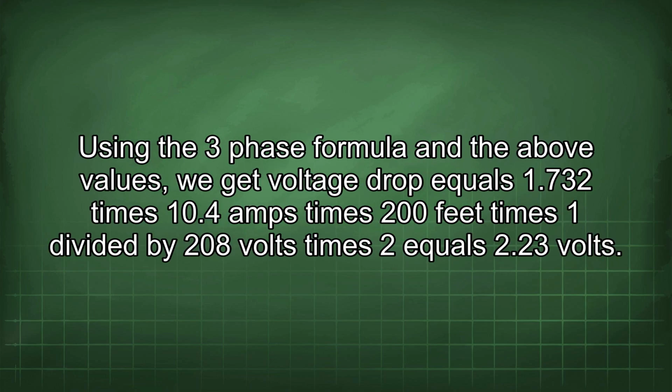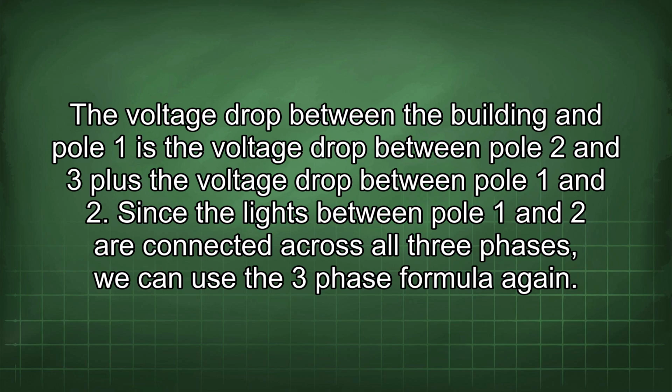Using the three-phase formula and the above values, we get voltage drop equals 1.732 times 10.4 amps times 200 feet times 1 divided by 208 volts times 2 equals 2.23 volts. The voltage drop between the building and pole 1 is the voltage drop between pole 2 and 3 plus the voltage drop between pole 1 and 2.